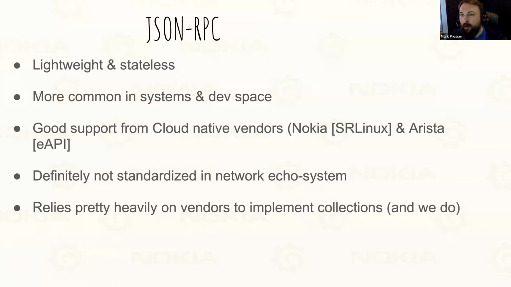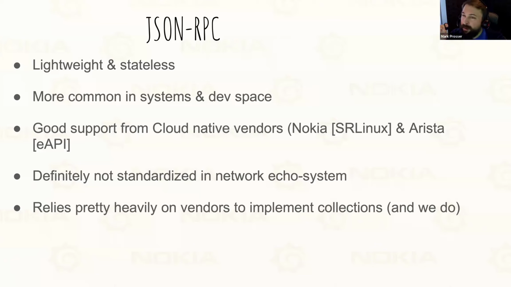The next one is a little more niche, but it's pretty powerful compared to the one I'm going to show you after. It's called JSON-RPC. RPC stands for remote procedure call. It's lightweight and stateless. It's more common in the systems and DevOps space. You might already have developers that work with it. They have great workflows. You can just implement this for your network systems.